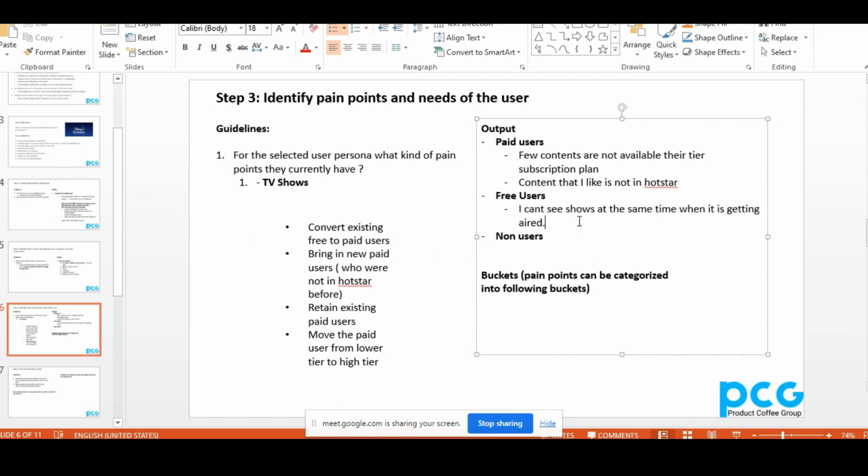Exactly, that is a pain point. For a free user, that prevents me from becoming a paid user, right? There is nothing additional that I'll be getting, because after a few days I'll get the same thing free. So I don't want to buy a paid package. Okay, great.